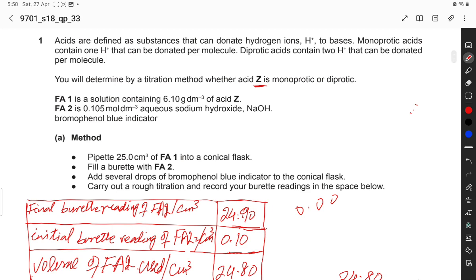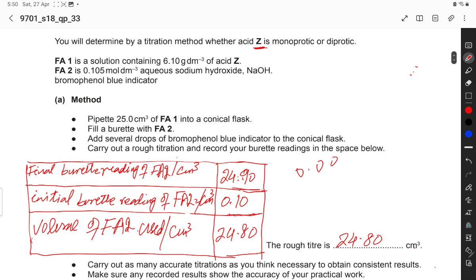So pipette 25 centimeter cube of Fa1 into a conical flask. Fill a burette with Fa2. Add several drops of bromophenol blue indicator to the conical flask. And you know that we have Fa1 in the conical flask, like acid, so its color becomes yellow when you add several drops of bromophenol blue. Carry out a rough titration and record your burette readings in the space below.